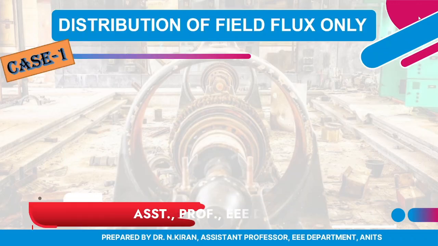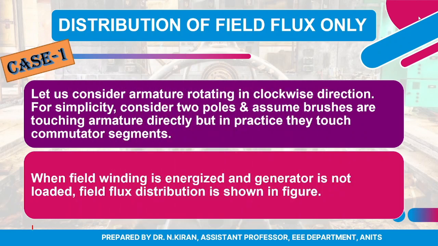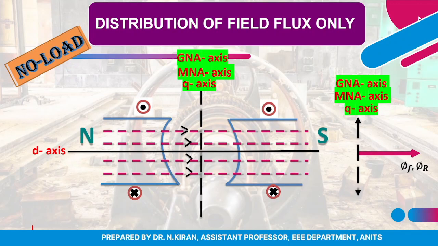Here, let us consider the first case, where only the main flux distribution is considered. In the meanwhile, we are not considering the effect of armature. Here in the first case, we are only considering the distribution of main flux. We are assuming that the armature is rotating in clockwise direction. For simplicity, we are considering only 2 poles, and when the field winding is energized, the generator is not connected to any load. And this is how my field flux distribution looks. You can see that the field distribution is uniform. There is no disturbance in the distribution of main flux.